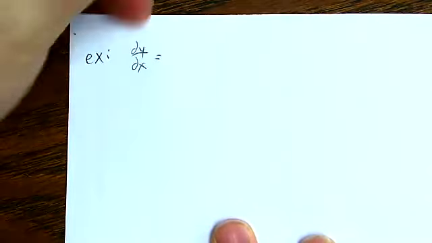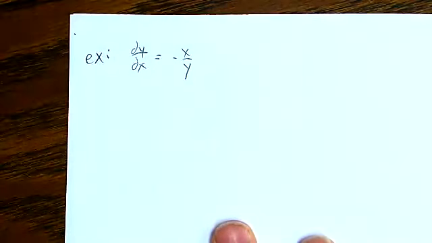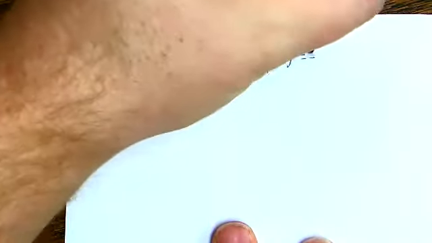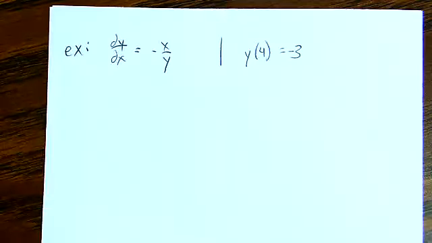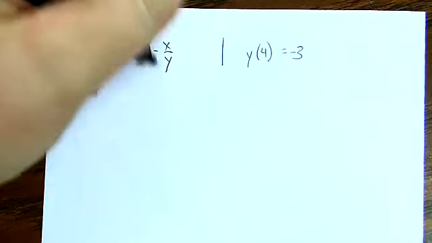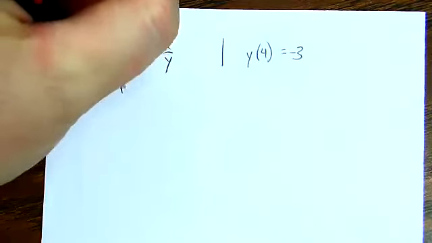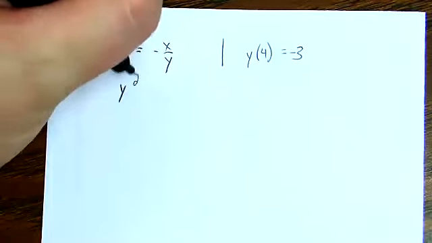Say I tell you dy dx is equal to -x/y. And I want you to solve this differential equation subject to the constraint that y of 4 is equal to -3. We should feel very comfortable with this problem, because this is exactly the type of problem that we've been asked before. This is separable, so I'm going to isolate my variables.